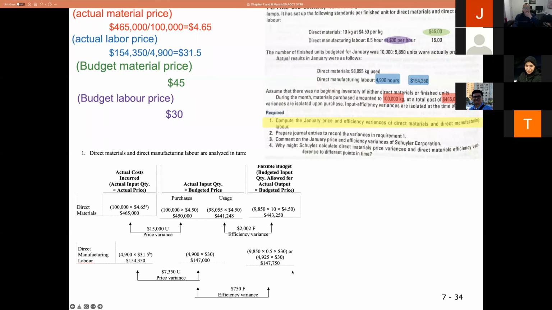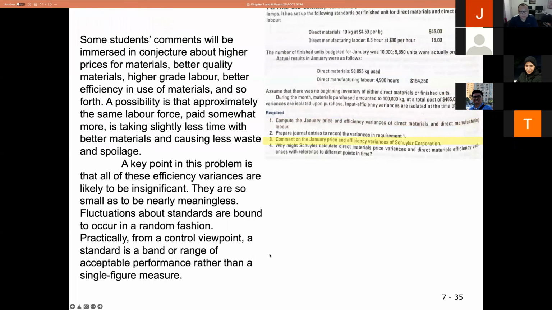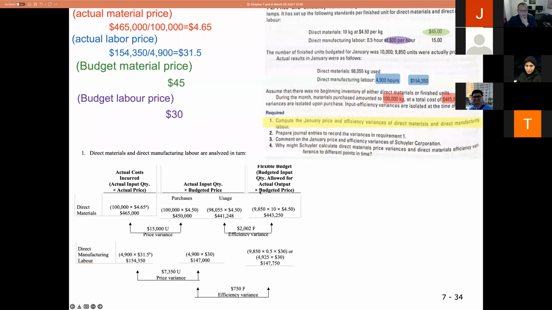Okay, good. So now the third question, we skipped the second one, the journal entry one. The third question is to comment on the January price and efficiency variances, right? So here we can see you are paying extra money for the materials, so the materials price is high. And also the labor cost is higher. You think it's $30, but it's like 31.5, right? However, you are doing a better job in terms of using the materials. Maybe there is less spoilage, less waste. Therefore, you are saving on the materials.